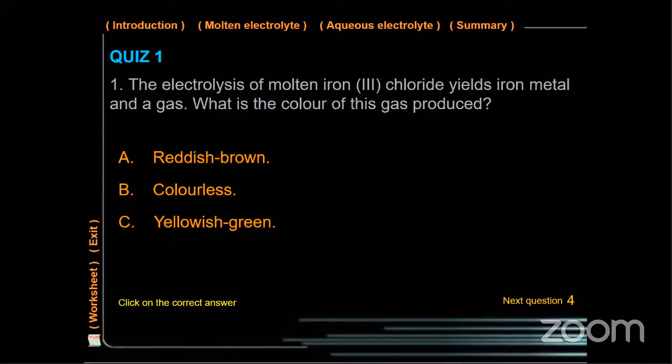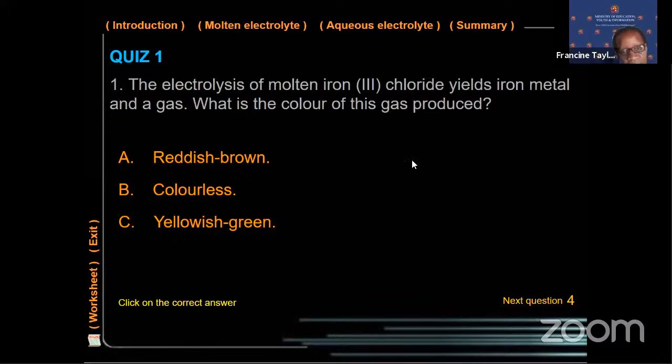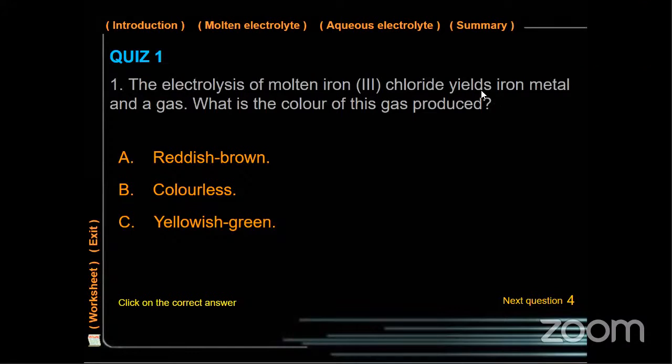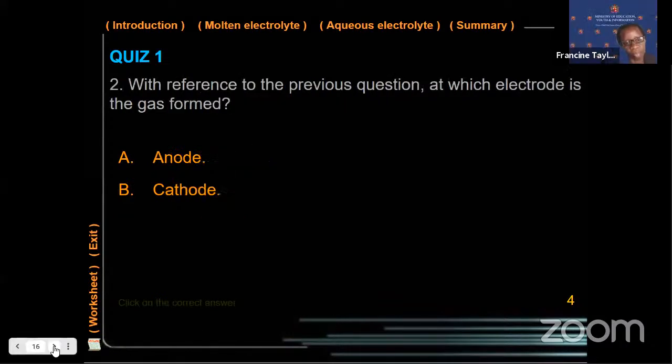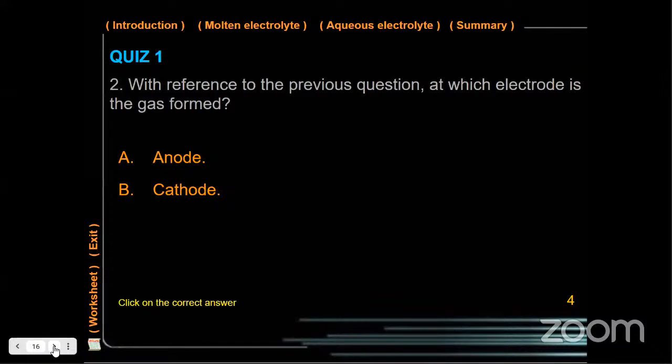Okay, so people are saying C. Yes. So that means that you're assuming that chlorine is formed. And if that's what you're assuming, you're absolutely correct. So chlorine gas would be formed. Yes, definitely.